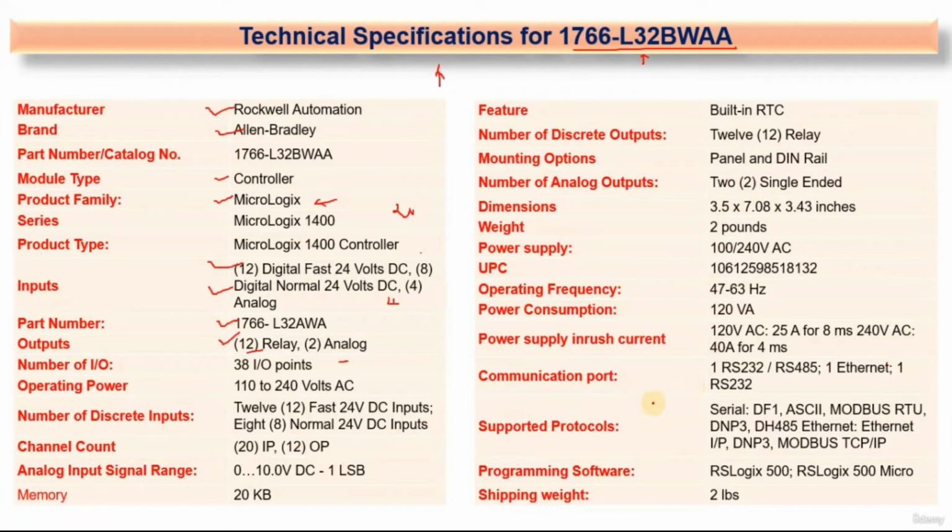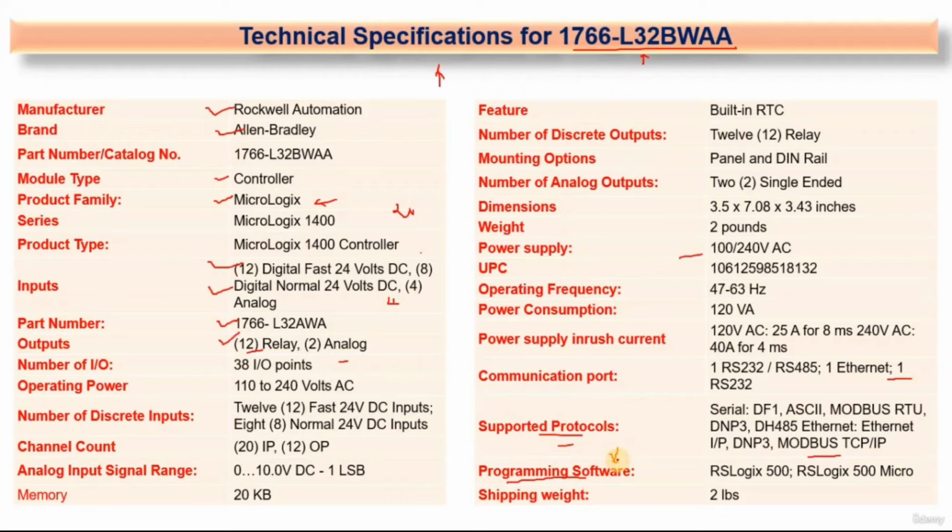The most important parts which we need to know are the power supply and the communication protocols. Here you can see the communication protocols: RS-232, RS-485, Ethernet, and some other protocols are also given here. Means this PLC supports DH485, Modbus, TCP/IP, the transmission control protocol, internet protocol, right? So these are the important things, and the required software.